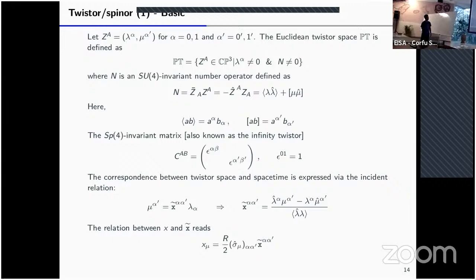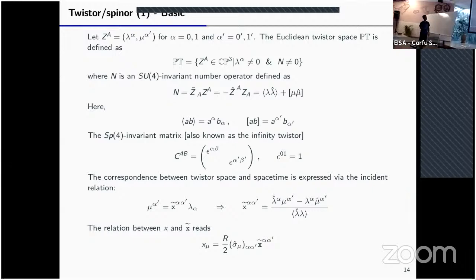And this number operator defines a flow. Okay, so if you're not familiar with these notations, this is here. The angle bracket is defined like this, and the square bracket is defined like this. Now I also want to define the Sp(4) invariant matrix that I mentioned before. This matrix C_AB is also known as the infinity twistor, and epsilon is just the usual Sp(2) invariant matrix.